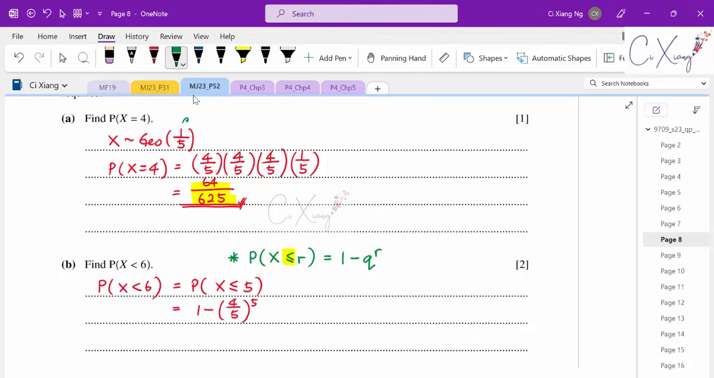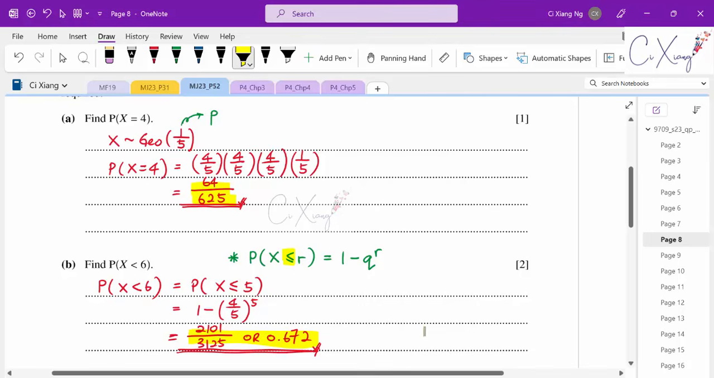If you are not aware, take note that this 1 over 5 is p, so q is 1 minus p. Then by just pressing the calculator, you can get the answer. The fraction is quite 4 digits, so you have 2101 divided by 3125. Or if you want, you can change it to 3 significant figures, where it should be 0.672. So this is how you solve part B for this question.